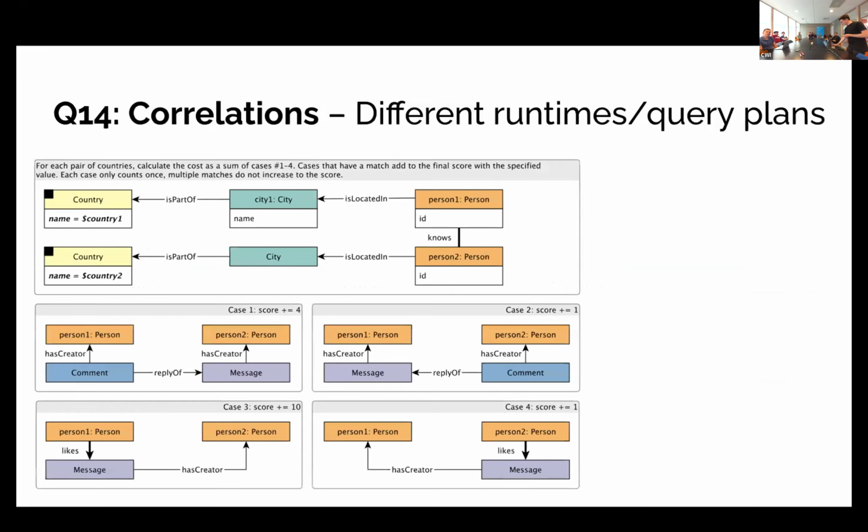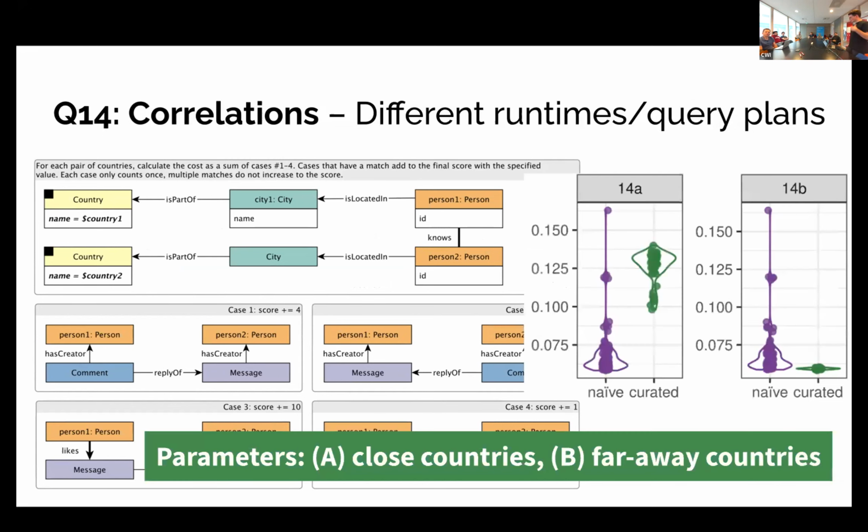A more challenging query for parameter selection is this correlation query. Here we find 2 countries like France and Spain, and we check whether the people who live in these countries and know each other interacted at all, and if so, how many interactions they had with each other. Here we can play on the strength of the data generator that it has these correlations baked in, and we have 2 variants of the query. In A, we select close countries, which result in much higher runtimes. And in B, we select countries like France and New Zealand, which result in very small runtimes. So there is a massive difference to be made based on the proximity of the countries.